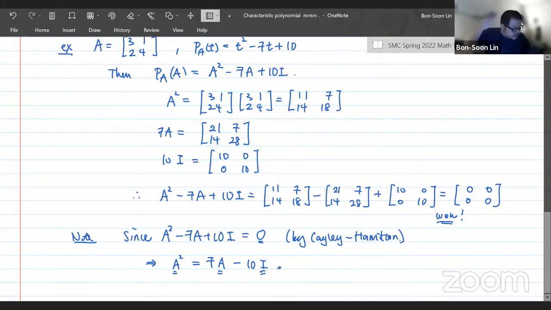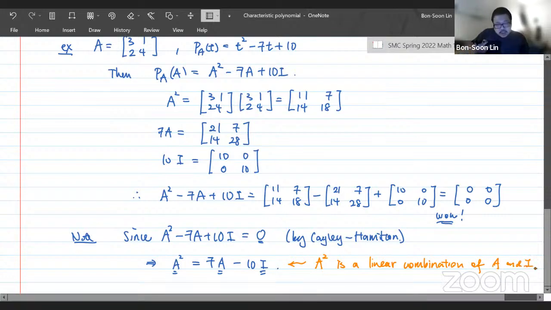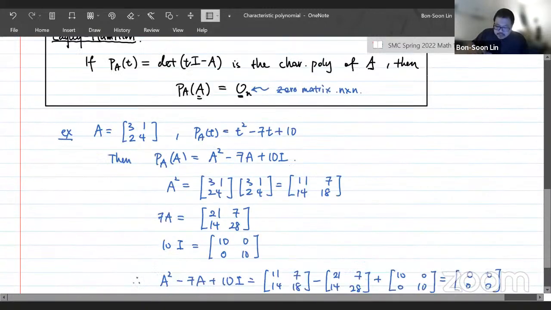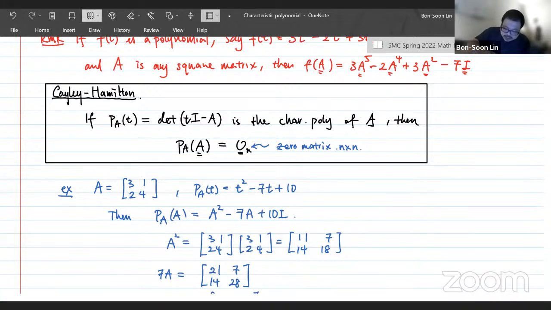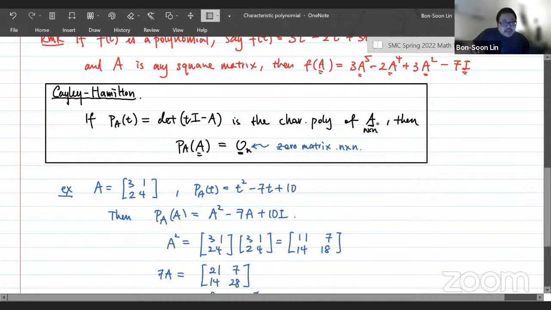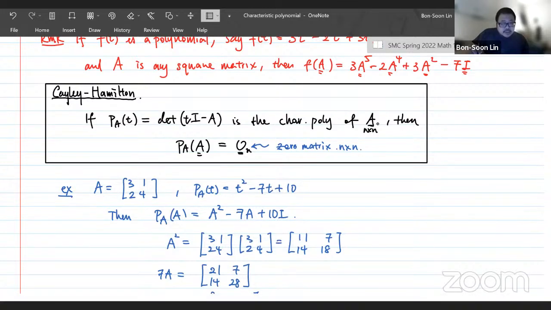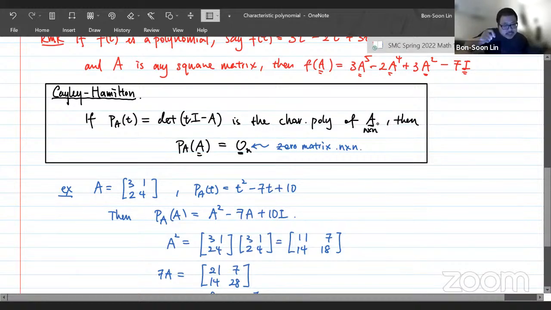If we use a term that we learned in previous weeks, A squared is a linear combination of A and I. So this is the main corollary of Cayley-Hamilton. Because the characteristic polynomial is always a degree n polynomial when A is an n by n matrix. So here A is n by n. That means the nth power of A is always a linear combination of the lesser powers of A, including the identity matrix. The identity matrix can be thought of as the 0th power of A.